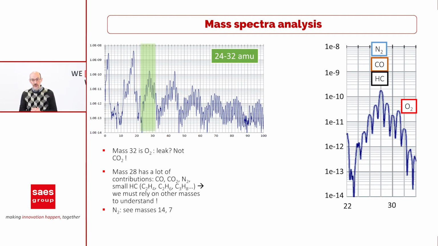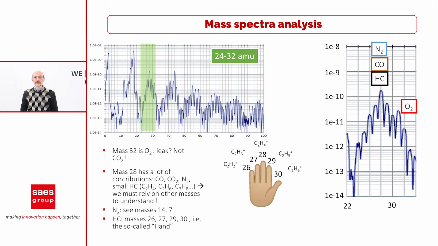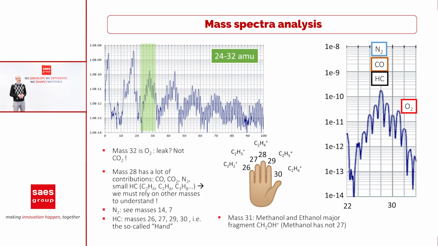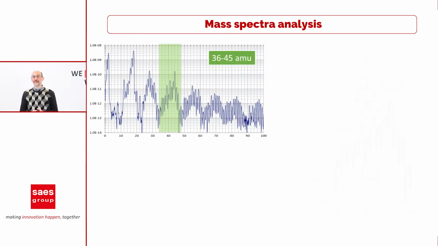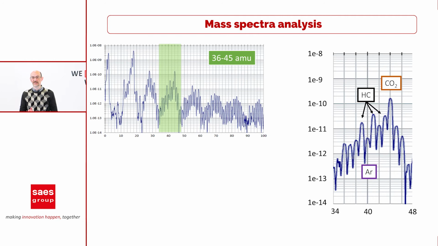To evaluate nitrogen, we look at 14 and 7. As to small hydrocarbons, we look at 26, 27, 29, 30, that create the typical pattern looking like a hand. CO2 is estimated by mass 44, as shown in the next slide. Methanol and ethanol have a major fragment with mass 31, so if we cleaned something with these solvents, we may see this peak. Fourth group, 36 to 45 atomic mass units.